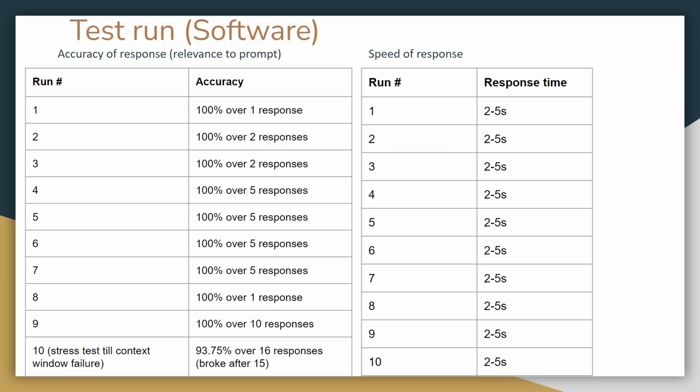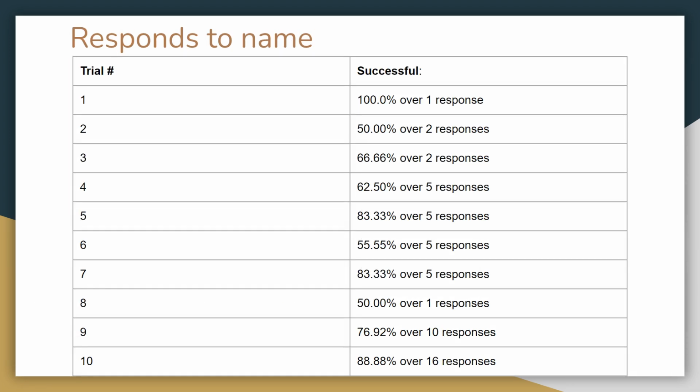The accuracy for the responses was nearly 100% except for the stress test, which was 93.75%, and our responses were at about 2 to 5 seconds for all of them. For the responses to name, we have an average rate of 71.7%, so a bit lower than normal, but that was not one of our requirements.